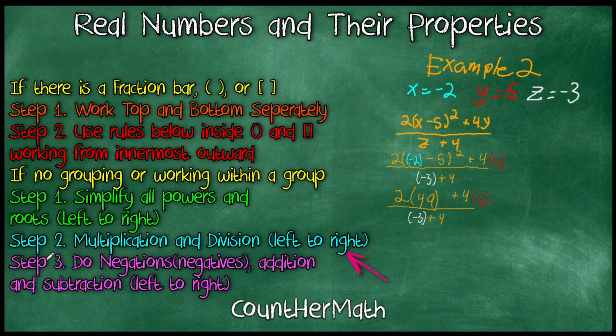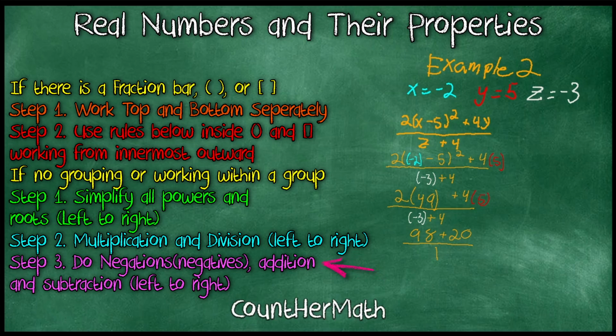And we do have multiplication up top, so let's go through and multiply those out. We have 2 times 49, which is going to give us 98. And we have 4 times 5, which is 20. And I'm going to jump ahead real quick in that denominator and see that -3 plus 4 is +1. And when working with fractions, anything over the power of 1, the power of 1 does not need to be written. So we can just say that this is 98 plus 20.